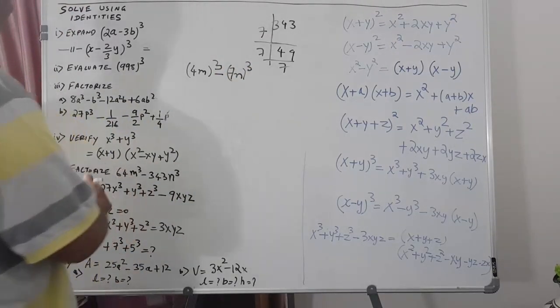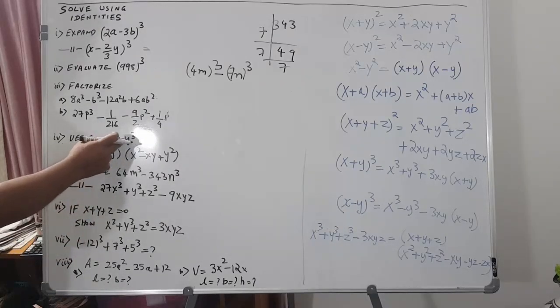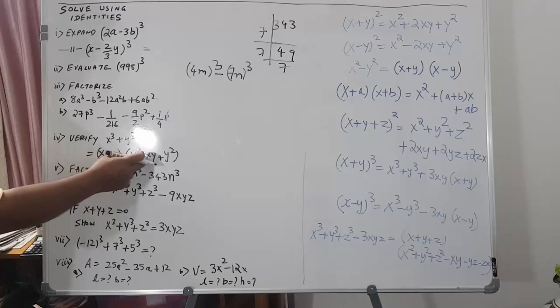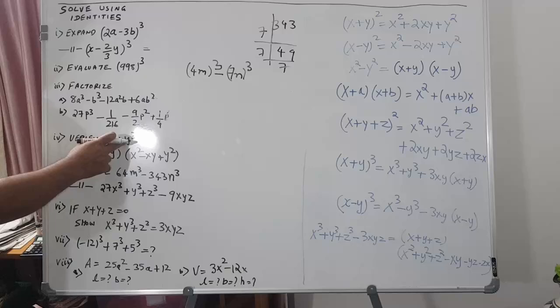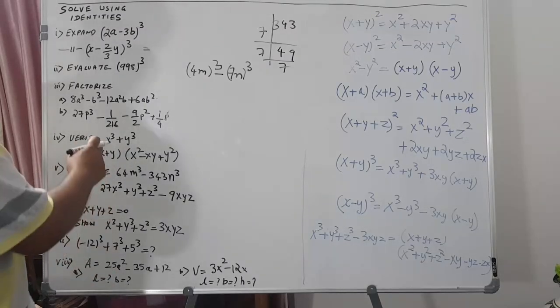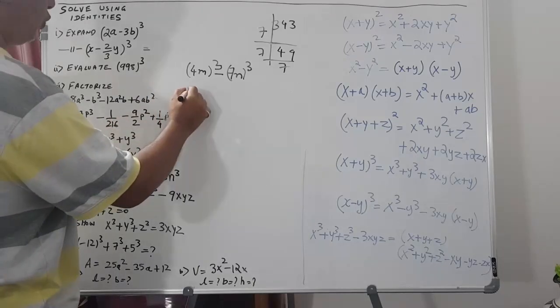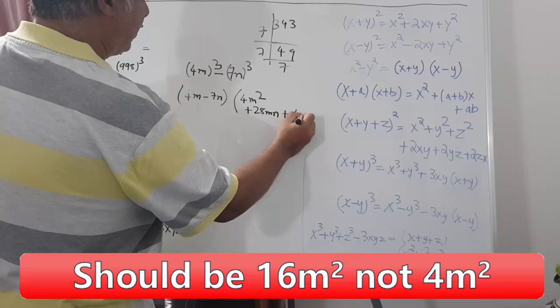So previously we learned that x cube plus y cube is equal to (x + y) into (x squared − xy + y squared). Instead of y, if we put minus y, we can use this formula. So instead of x we have 4m, which is plus 49n squared.